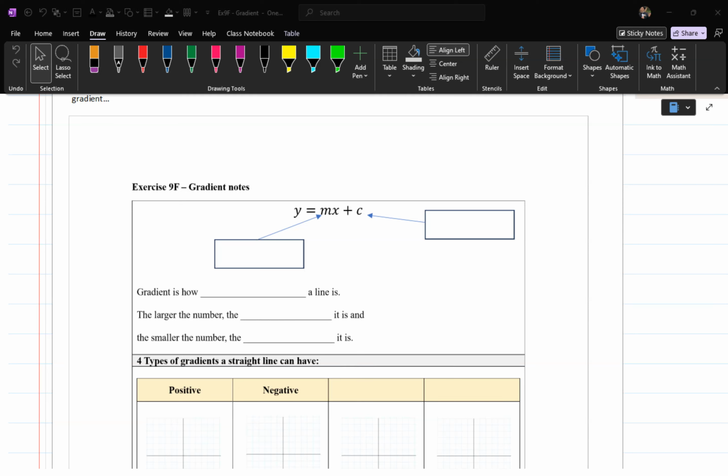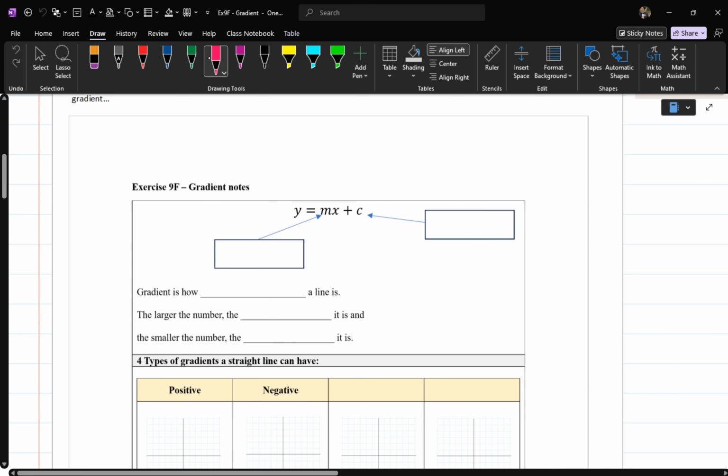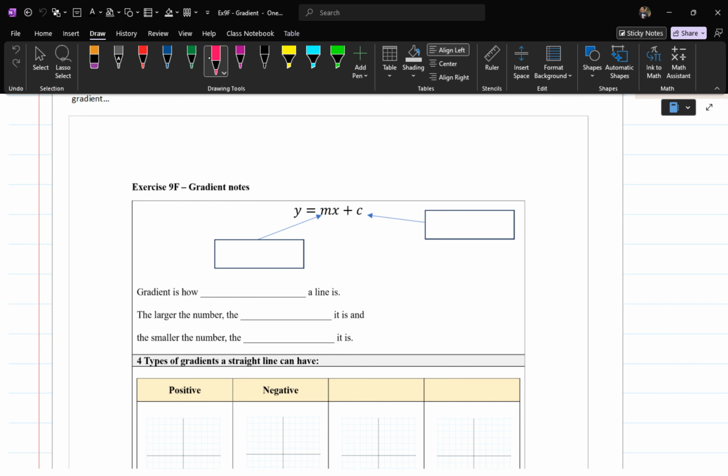Hi there, Year 8s. This is exercise 9F to do with gradients. Arguably, this is probably the most conceptual part of the chapter, and I do want you to take your time to learn what these different parts mean and what they do. So here we go. Let's dive right into it.